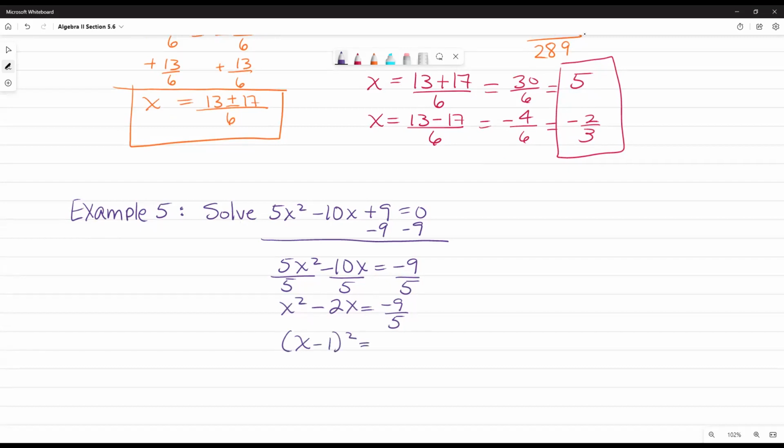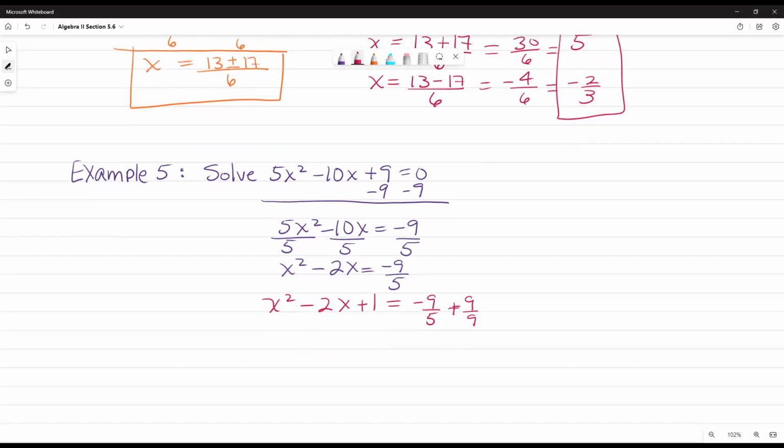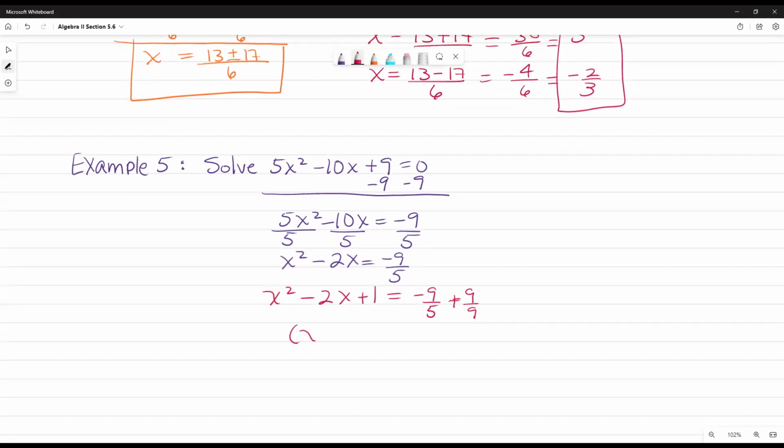But in order to get that, we added 1. So that's why it kind of helps to go ahead and do your whole trinomial. Let me do that real quick. So that's x squared minus 2x plus 1 equals negative 9/5 plus 1. And I'm going to write that as 5/5. All right, so our perfect square trinomial becomes x minus 1 squared and negative, nope, I'm brain dead. Hold on. Negative 9 plus 5 gives us negative 4/5.